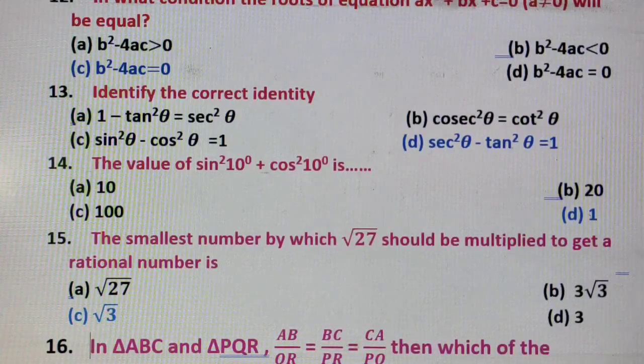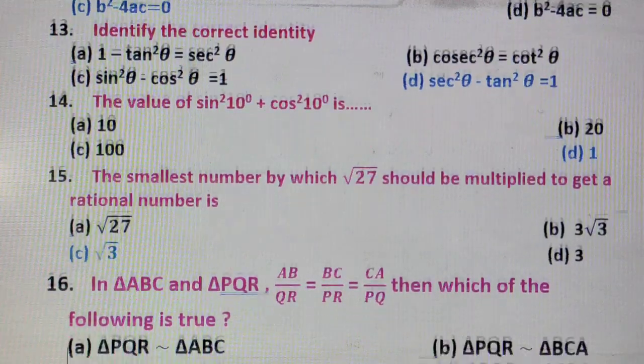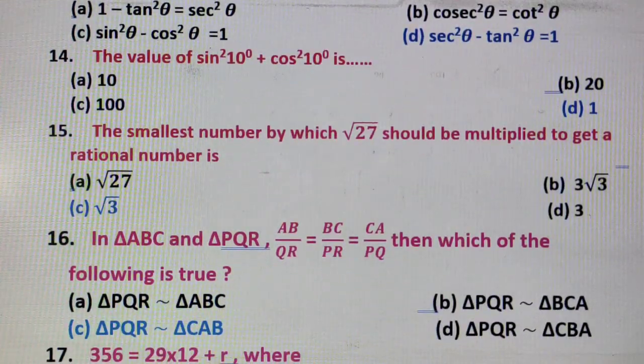The smallest number by which root 27 should be multiplied to get a rational number. Here most of the students make the mistake of multiplying by 27. You see root 27 means 3 root 3. That is, we have to multiply by root 3 only. Option C. In triangle ABC and PQR, AB by QR, BC by PR, CA by PQ. Here you see, PQR is a similar triangle. We have to find out. Here PQ corresponds to CA. That is, our answer is triangle PQR similar to triangle CAB.